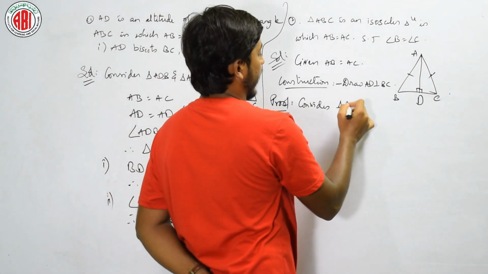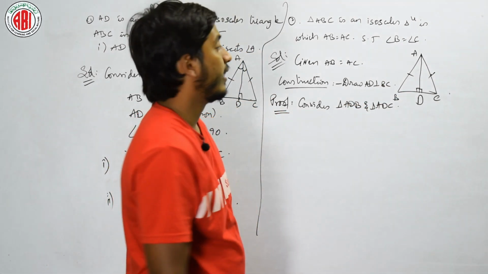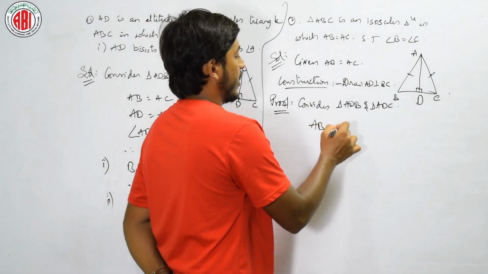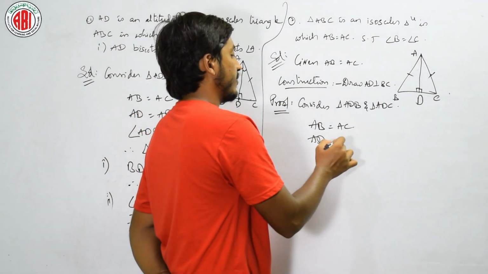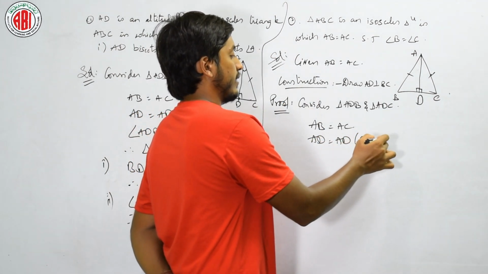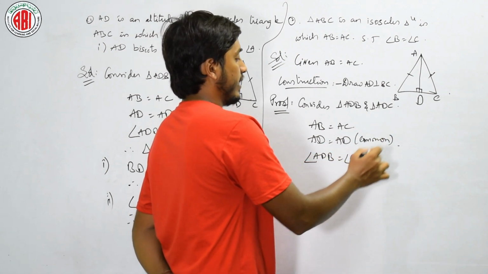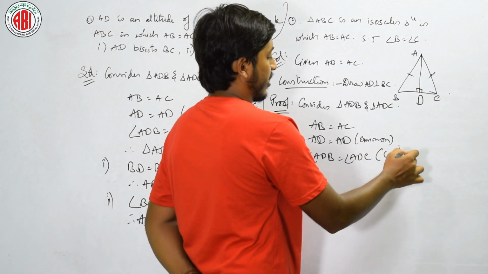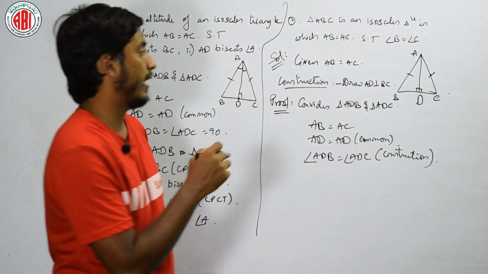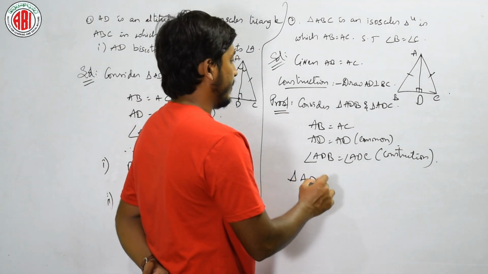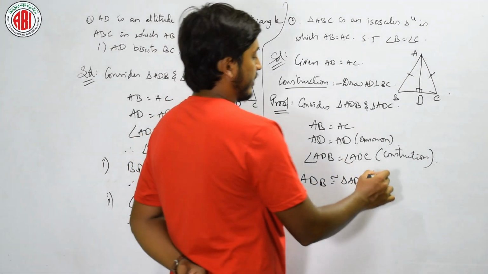What are they? Triangle ADB and triangle ADC, right? If you consider AB equal to AC as it is, which you know, right? And the next, AD is common. Next, after that, angle ADB is equal to angle ADC by construction. Now if you tell triangle ADB is congruent to triangle ADC by which congruency?